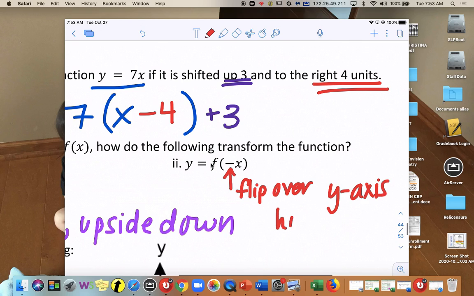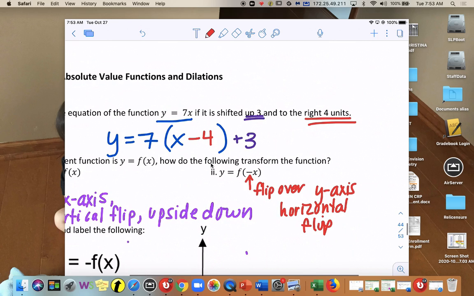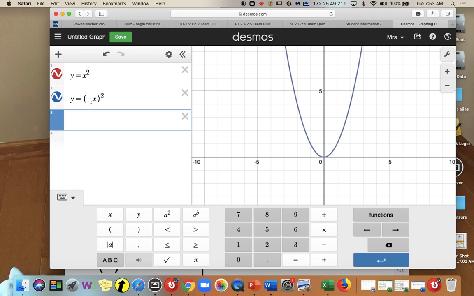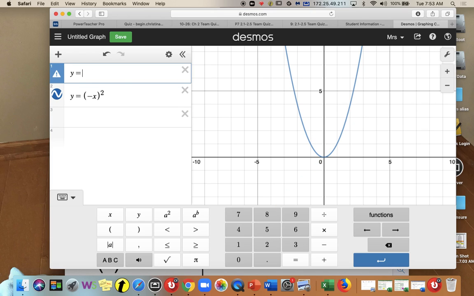We can call it a horizontal flip. And again, to show you a picture of what that looks like, I would just type in a parent function. Here's x squared, and then I would put in parentheses the negative x squared, and oh, this one's hard to see the vertical flip because it's a mirror image, so let me actually pick a different function. Let's do the square root function. That one's hard to see the horizontal reflection. All right, so let's do the square root of x.